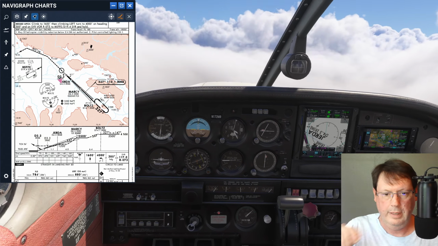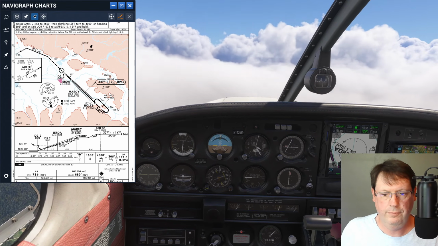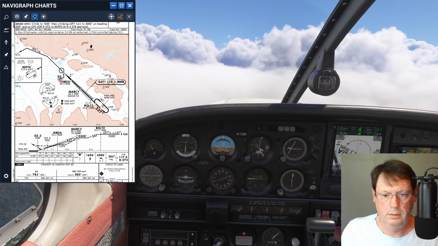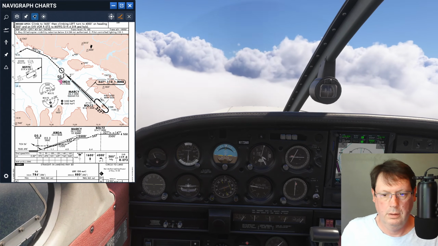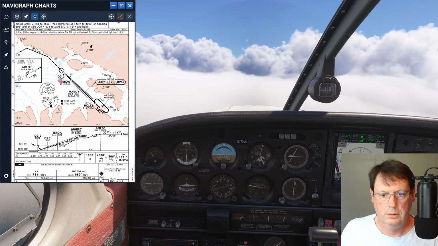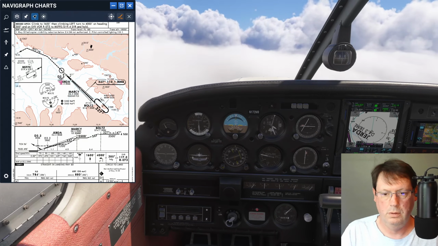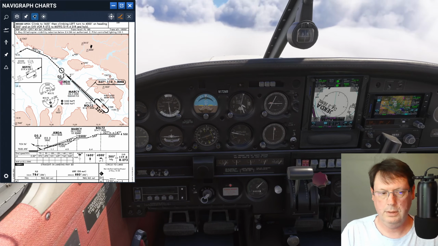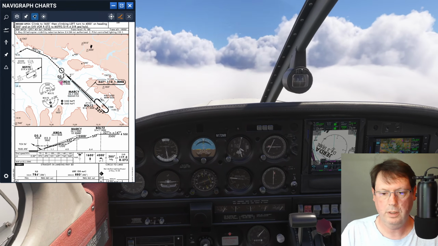So for IFR, you are legal plus or minus 300 feet from your assigned altitude, but you shouldn't be plus or minus 300 feet. You should be on your assigned altitude. Alright, so let's see here. So we need to cross Bolts.